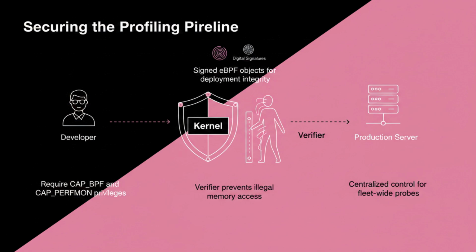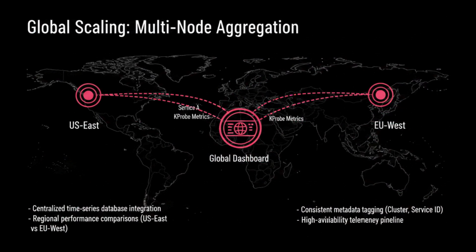When scaling to thousands of nodes across multiple regions, we cannot look at individual server logs. We need a centralized observability platform. Our eBPF agents on each node push aggregated data from BPF maps to a central time series database like Prometheus or a specialized vector database. By using a consistent tagging strategy, labeling data with region, cluster, and service ID, we can perform global analysis. We can compare the performance of Service A in US East versus EU West using the exact same KProbe metrics. This consistency is vital for identifying regional performance regressions that might be caused by differences in underlying hardware or kernel versions.